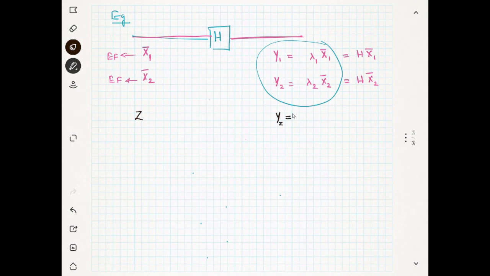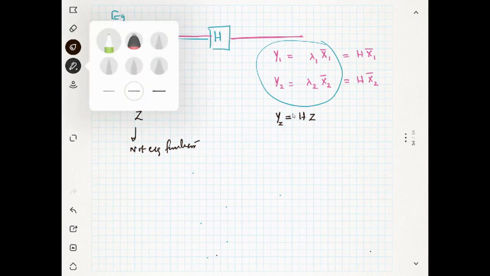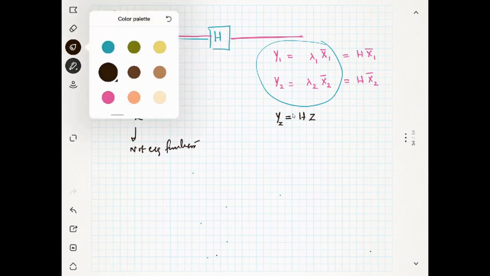Lambda z? Not lambda z. It is not an eigenfunction; it is just Hz. Okay, not an eigenfunction. Yes, doctor. Now I will give some values for you to understand.